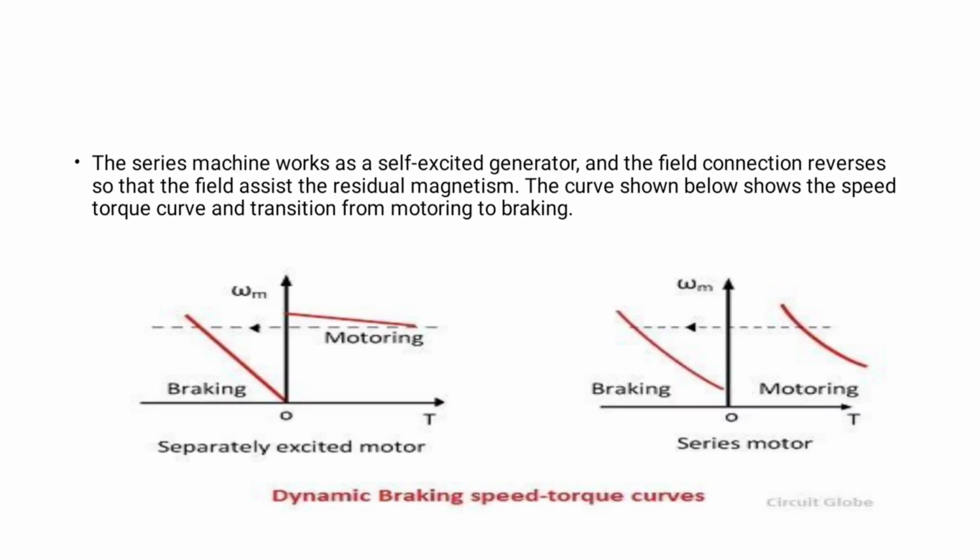The series machine works as a self-excited generator and the field connection is reversed, so the field assists the residual magnetism. The curve shown below shows the speed torque curve and the transition from motoring to braking. We can see in the diagram the separately excited motor, that is a braking and motoring system, and also the series motor, there is a curve for the braking and the motoring system.